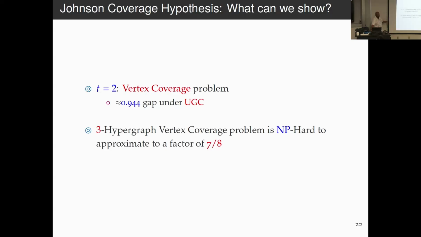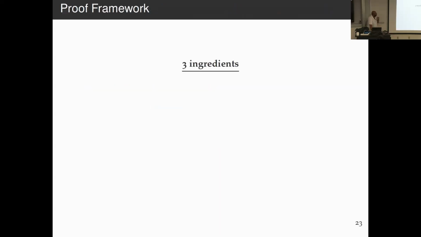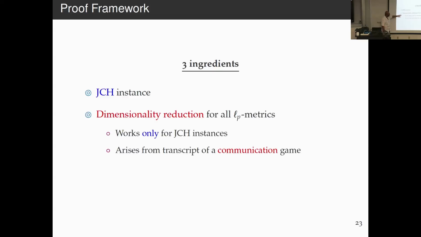Okay. So just to give a high level of how the discrete things are proved, you have 3 ingredients. You have this instance which is hard with all this structure. And then there are these dimensionality reduction tools which only work for these instances. So LP metrics generally don't have dimensionality reduction. It's only L2 that has. But for these specific point sets, we can do it for all LP, and you can bring it down to log n. And this comes out of a communication game, as the transcript of some communication game. And then finally, you want to combine this and embed it into LP metrics some way. And that's how these proofs roughly look. So if I have time, I'll show these details at the end of the talk.